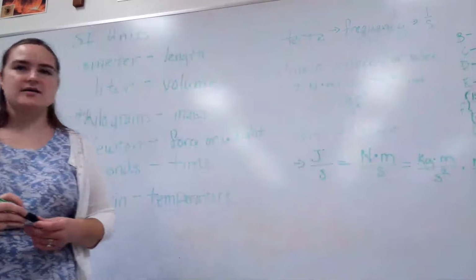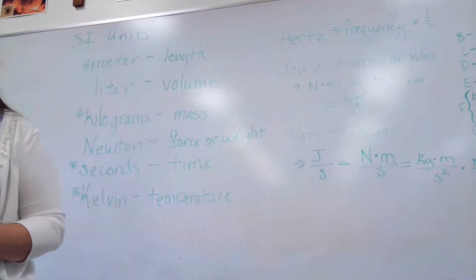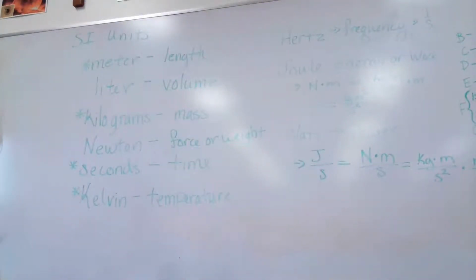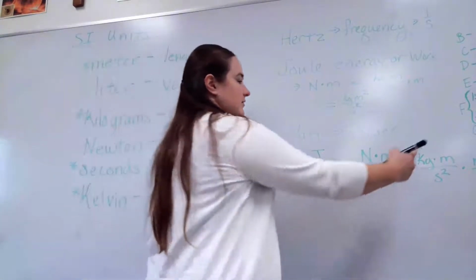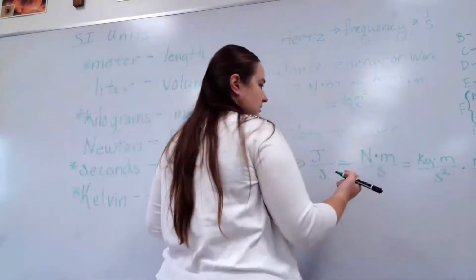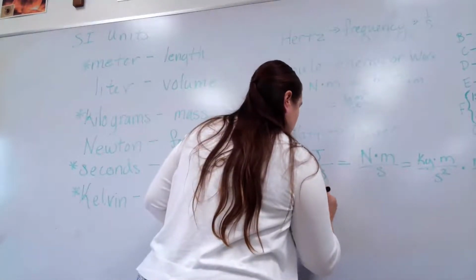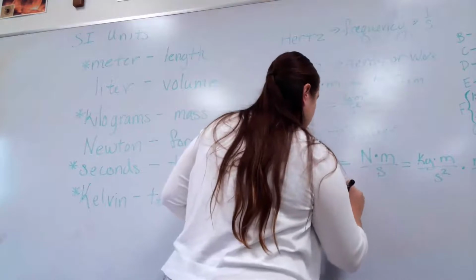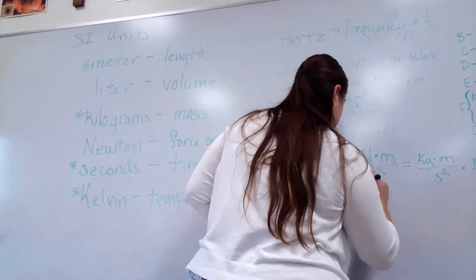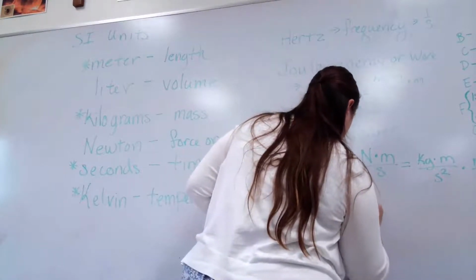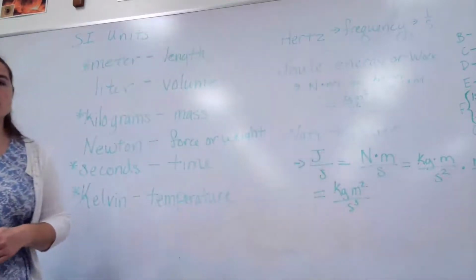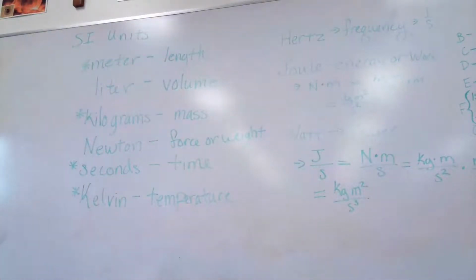Okay, I'm going to write it like that so you guys hopefully haven't forgotten how to multiply fractions, but this should make it a little bit easier. Okay, so we're going to multiply our numerators and multiply our denominators. So we end up with kilograms meters squared over seconds. Kind of makes sense? Okay.